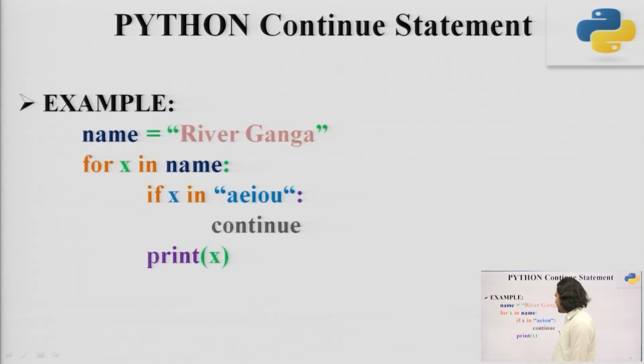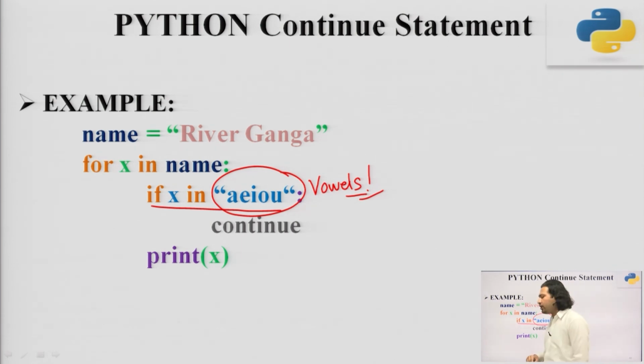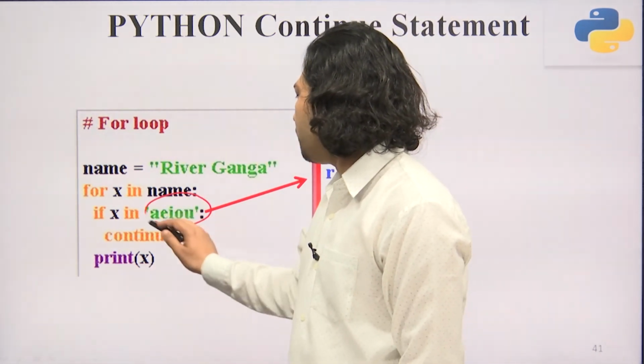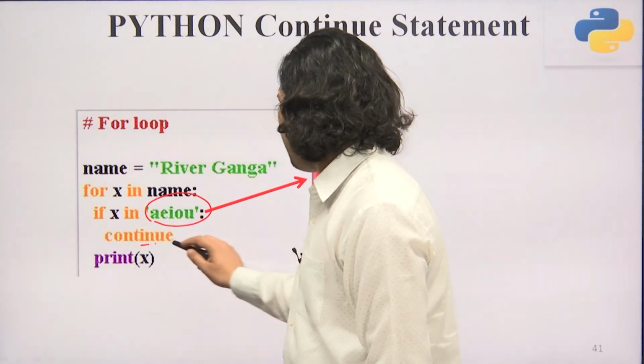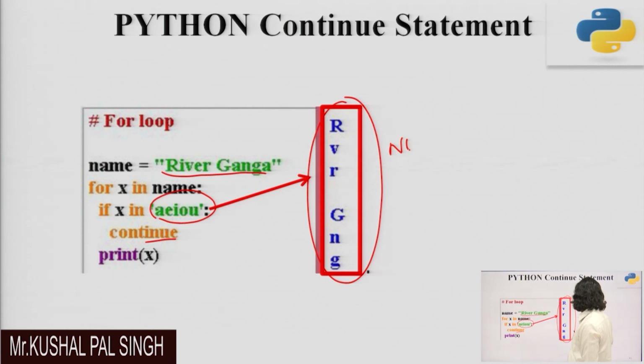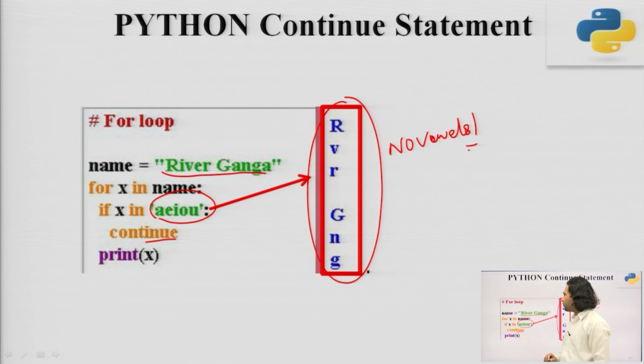Now, again you can see the example, if we provide more general information like x in AEIOU, what are these? These are vowels. So, if you want to skip all the vowels, it can also be done. Here you can see that the condition of AEIOU can directly be skipped from "river Ganga", and in the output you can see there are no vowels. Due to this, only the consonants remain.